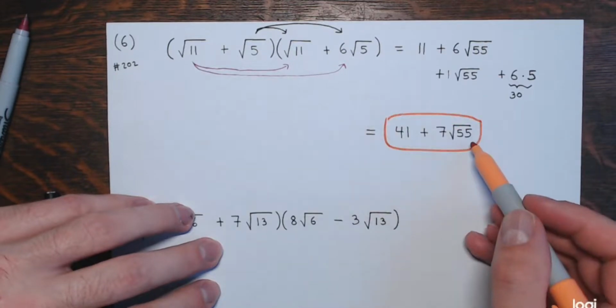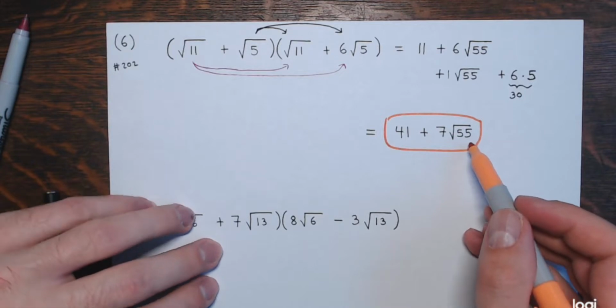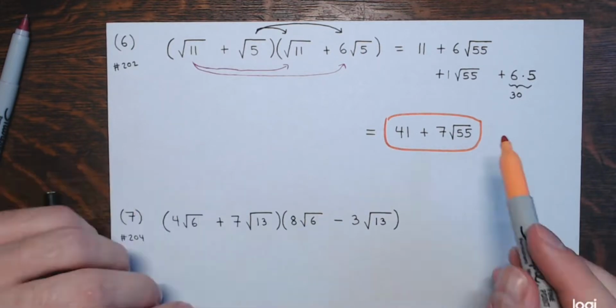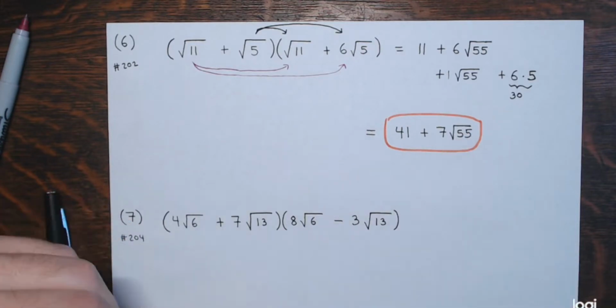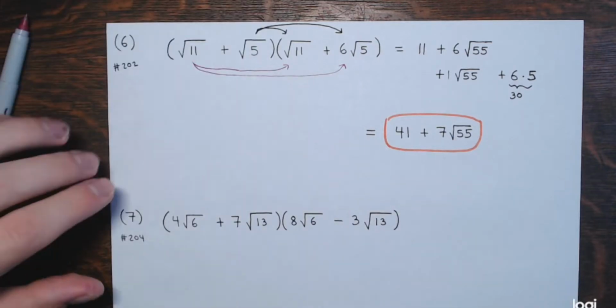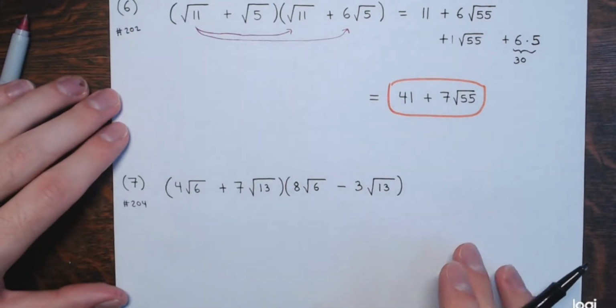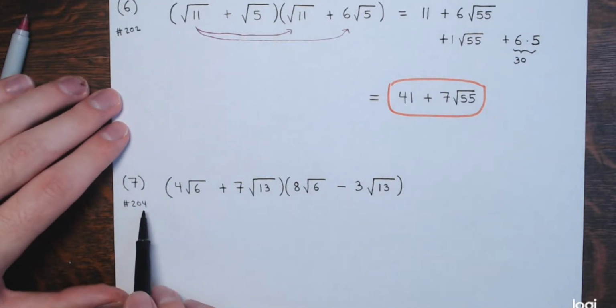Oh, and the square root of 55 does not simplify any further, right? 55 is 5 times 11. There are no perfect squares that go into 55 evenly, other than 1. And once again, I leave it to you to check with a calculator. All right, number 7 is very similar, right? Exercise 204.